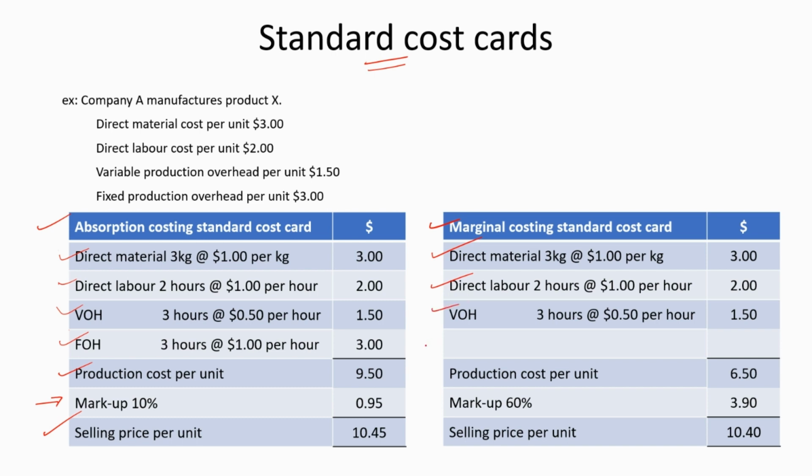These are the production costs under the marginal costing cost card. As you now know, we do not consider fixed overhead for marginal costing, so there is no fixed cost amount. Using the variable production cost, we can calculate the production cost per unit. Then we can add the markup and finally calculate the selling price per unit. These are the most common standard cost cards in businesses.